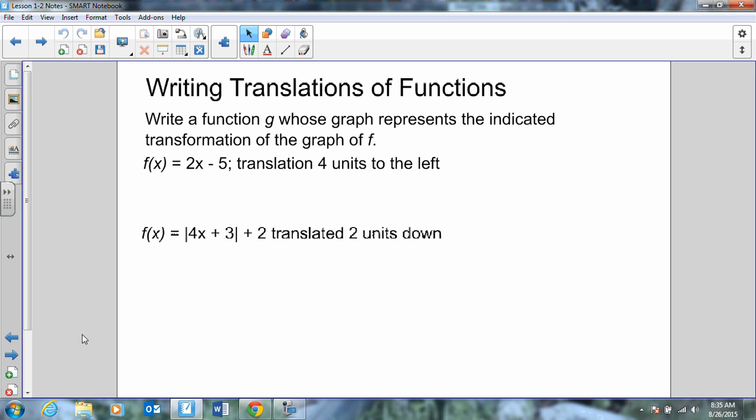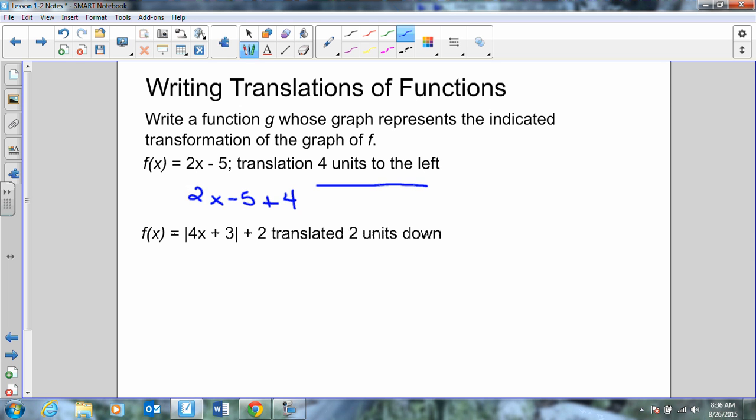So what are we going to do? If we want to take 2x minus 5 and make it go 4 units to the left, we're going to add 4. Very good. So instead of 2x minus 5, it's now 2x minus 5 plus 4, because plus 4 is going to make it go 4 units to the left. And when we simplify that, what are we going to get? 2x minus 5 plus 4 is what? A negative 5 and a positive 4? Minus 1.